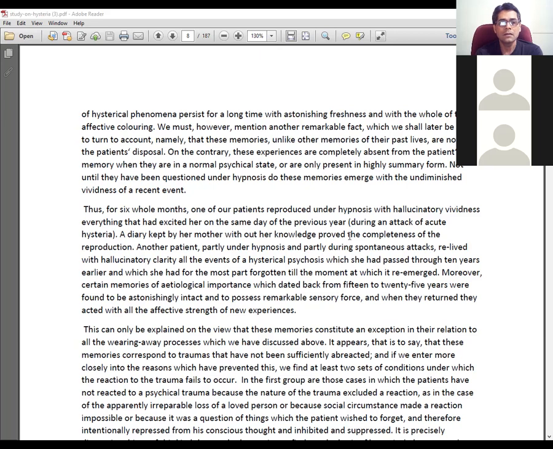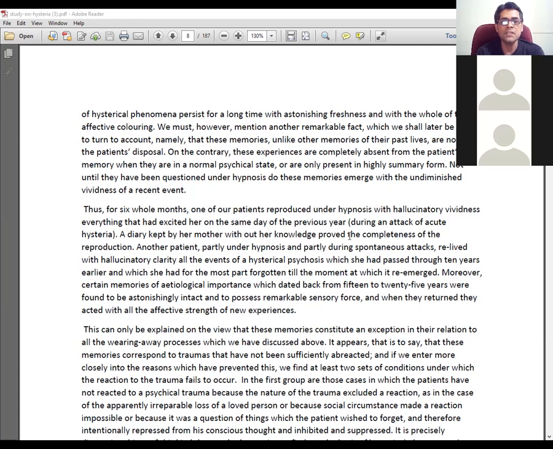On the contrary, these experiences are completely absent from the patient's memory when they are in a normal psychical state. Not until they've been questioned under hypnosis do these memories emerge with the undiminished vividness of a recent event. So we can see that in the unconscious mind, the memories are very vivid. There is no temporal decay of an event, whereas in the conscious mind, we feel the decay has happened.